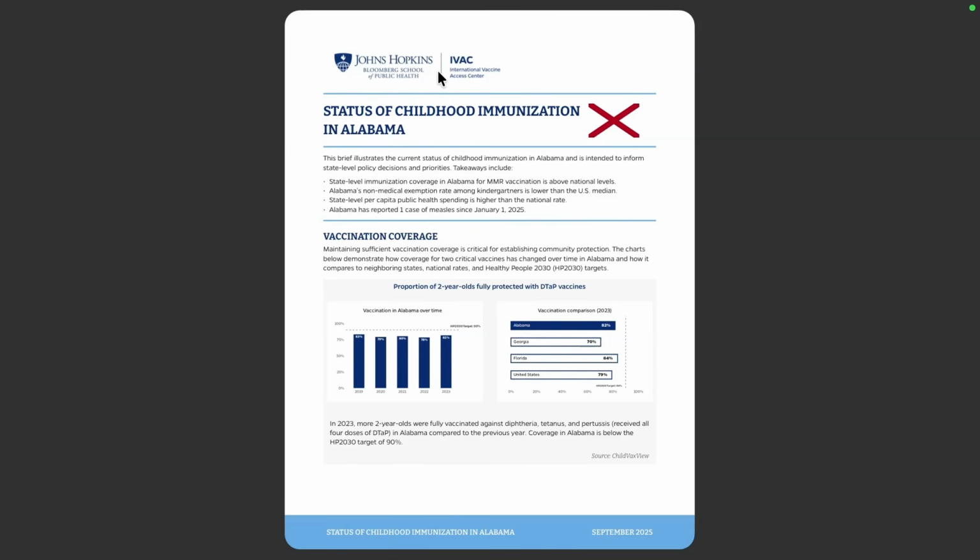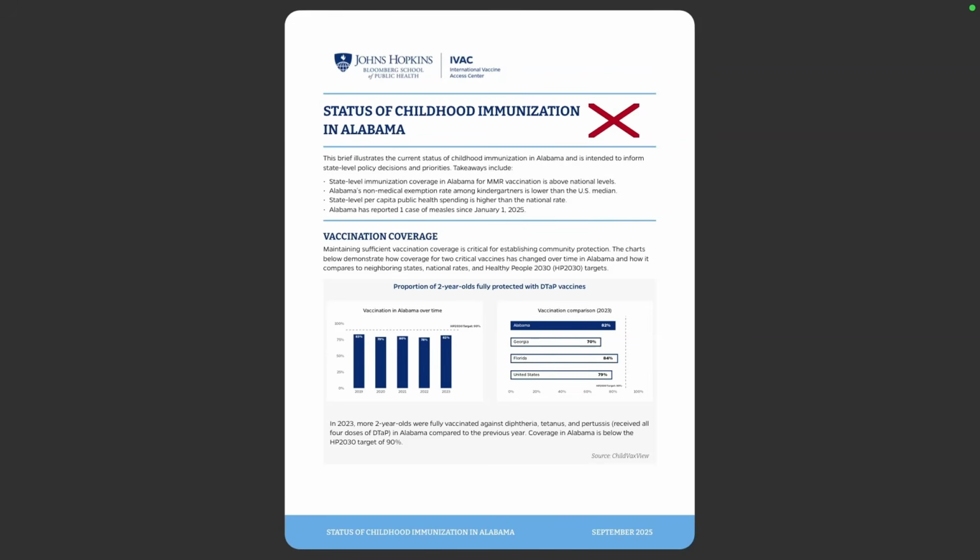Oftentimes when we make reports, there's a cover page. This report doesn't actually have a separate cover page, but it does have things like the logo for the Johns Hopkins University International Vaccine Access Center, as well as the title and the flag for the state that we're making a report for. This is, of course, a parameterized report. I'm just showing one of these reports. And so I'll add the flag for Alabama. So looking at the report here, you can see what I'm talking about. We've got the logo here, here's the title, and here's the flag.